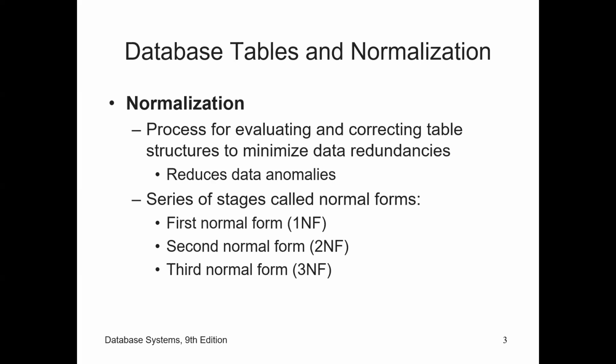Normalization is a process for evaluating and correcting table structures to minimize data redundancies, thereby reducing the likelihood of data anomalies. Normalization works through a series of stages called normal forms. The first three stages are described as first normal form, 1NF, second normal form, 2NF, and third normal form, 3NF.